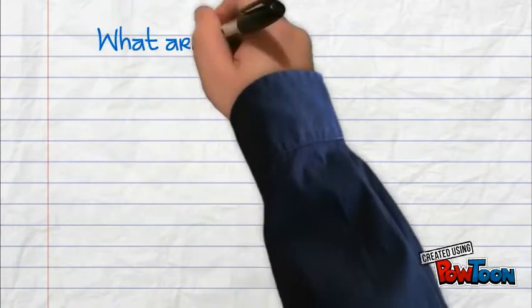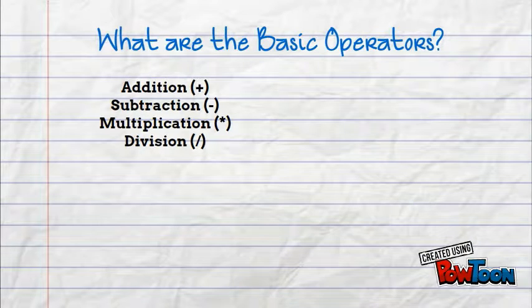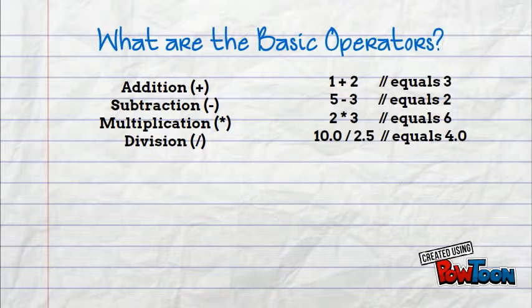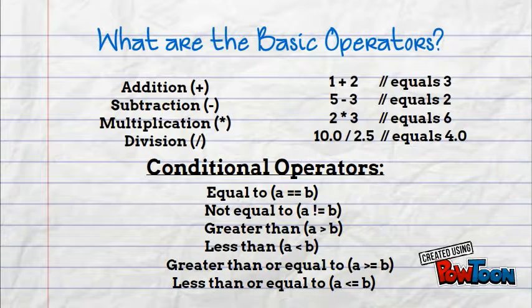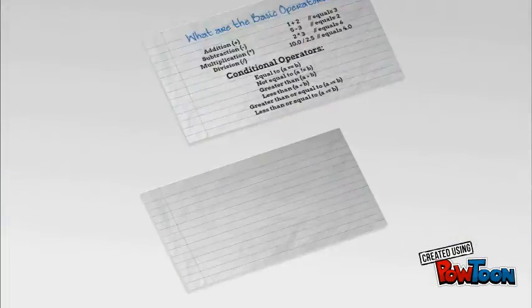The basic operators in Swift are the same ones that are found in Python. They are also declared the same way, as you can see. The conditional operators are also the same, and they are also declared the same way as they are in Python. There may be just a couple of differences.